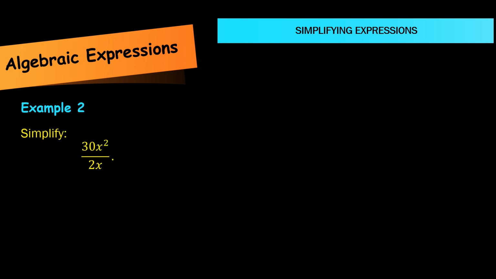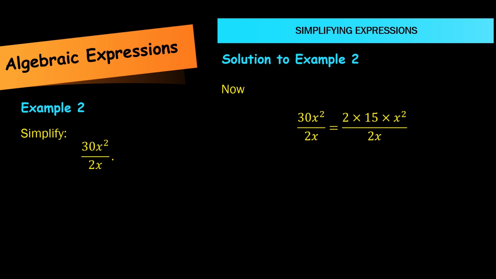Now let's have a go at another example. We are required to simplify 30x squared divided by 2x. So let's solve this. We have that 30x squared over 2x equals 2 times 15 times x squared divided by 2x. The 2's can cancel, and similarly the x's can cancel, to leave us with 15x.